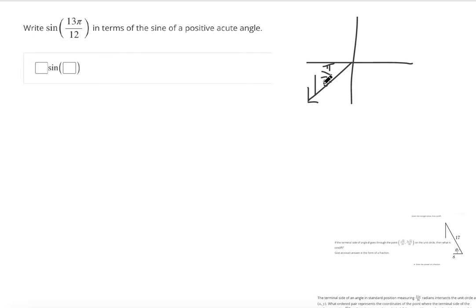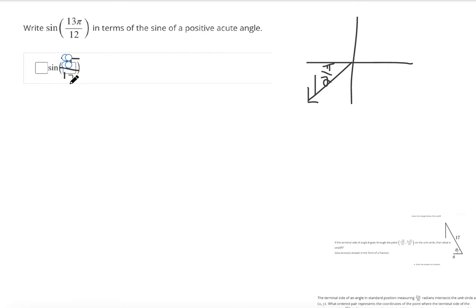Sorry, I'm writing with a computer mouse. The reference angle there is pi over 12. So if we wanted to write sine 13 pi over 12 in terms of the sine of a positive acute angle, acute angles are the angles that are only here. So we could do this and have the same ratio if it's the reference angle pi over 12.